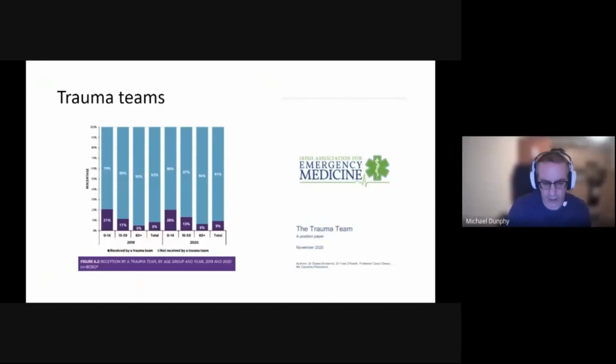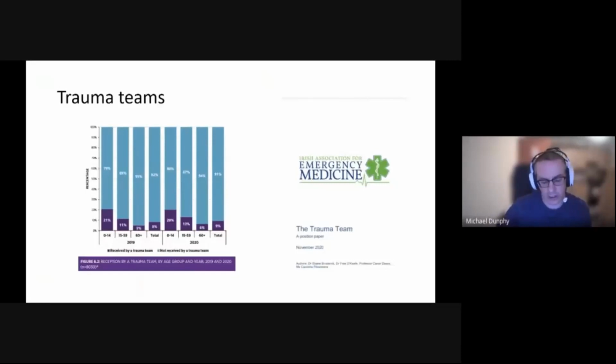You know, the consultants are coming in, but they're not documenting that they're seeing the patients, or they're supervising work without necessarily documenting that they're supervising it. But nonetheless, it's definitely an area that we need to pay attention to. And in November 2020, the Irish Association for Emergency Medicine released a position paper on trauma teams and trauma team responses that advocated a two-tier response for trauma.